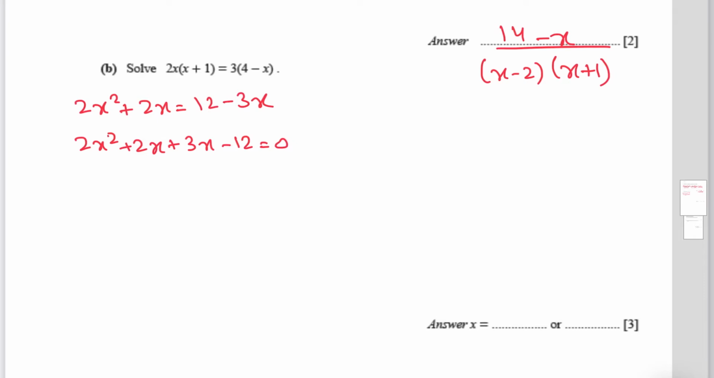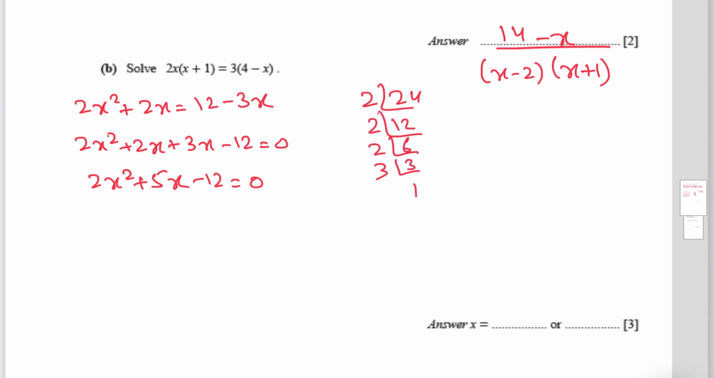Let's simplify this a little. 2x squared plus 5x minus 12 equal to 0. Now there are a bunch of ways of doing this. We can use the quadratic formula or break the middle term. So first I multiply 2 and 12, I get 24, and then I break 24 down into its factors, so I divide by 2, I get 12, then I further divide this by 2, I get 6, then by 2 I get 3, and by 3 I get 1.